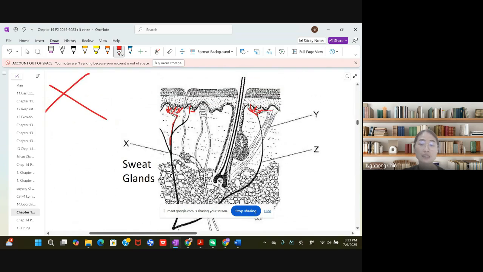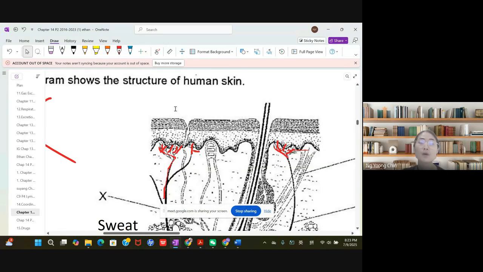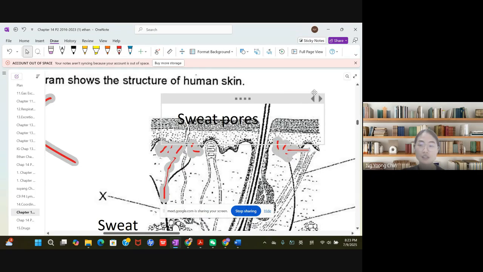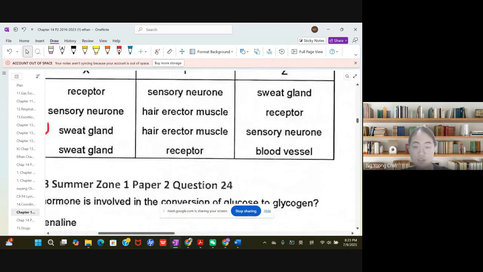Then this one acts as a sweat gland, okay? You can see this sweat gland is like an open tunnel to the surface of the skin. So here will be the sweat pores, 汗腺. And then they will release the sweat out. So here's the structure.